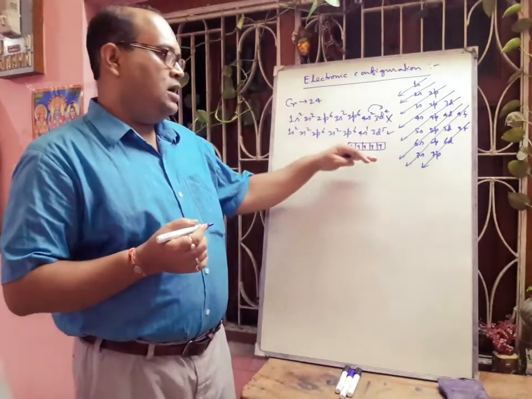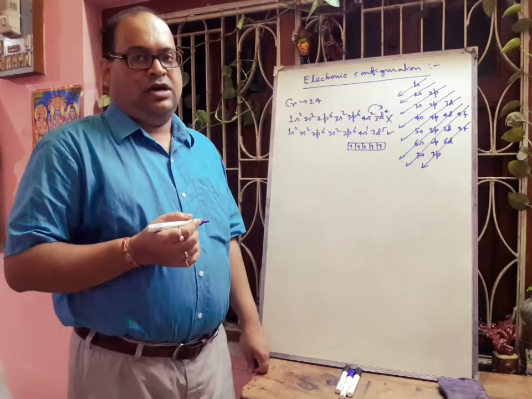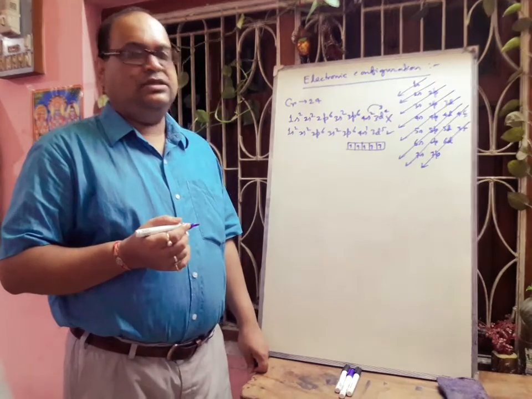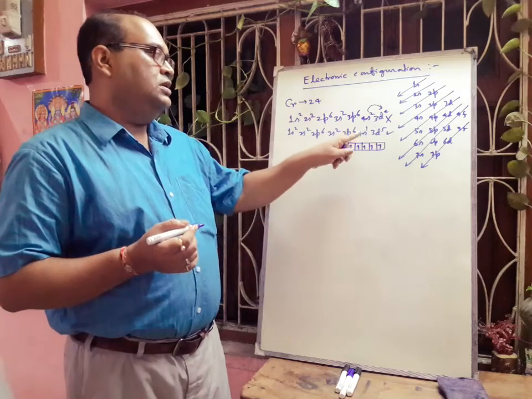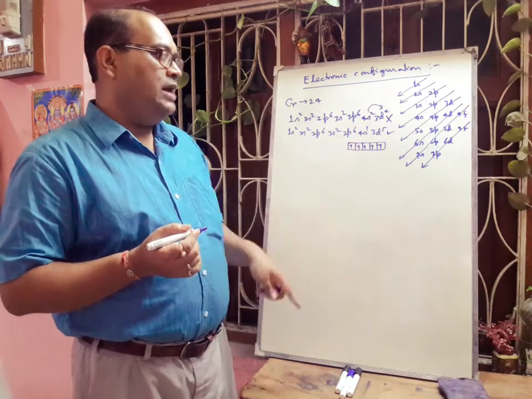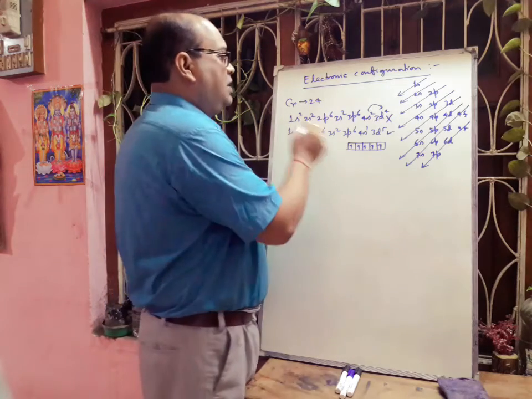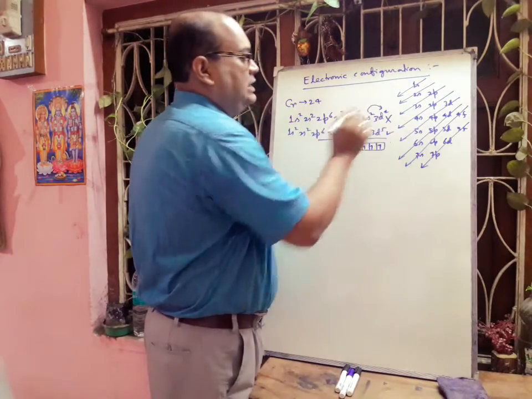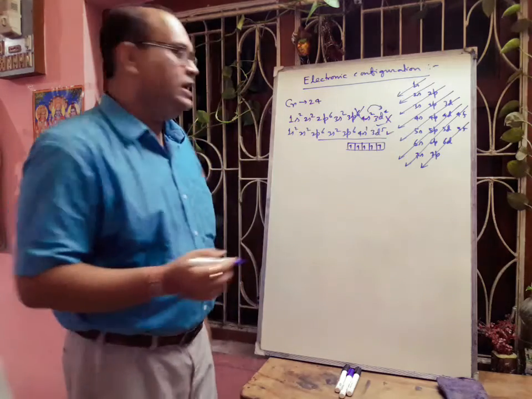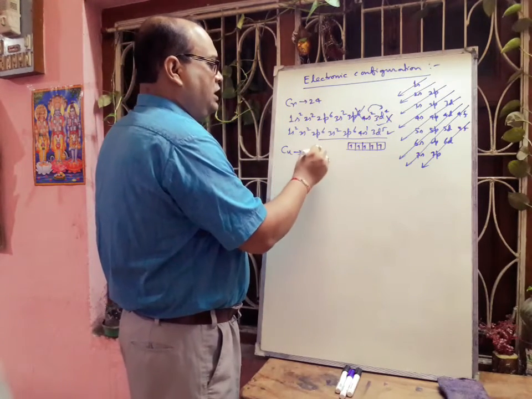Half filled and full filled orbitals we know are very much stable, because of the spin exchange energy as well as the symmetry. So whenever one electron will go from this s to the d orbital, that is d5, that is very much stable. That is why chromium has this electronic configuration rather than this one. So this is incorrect. This one is correct.